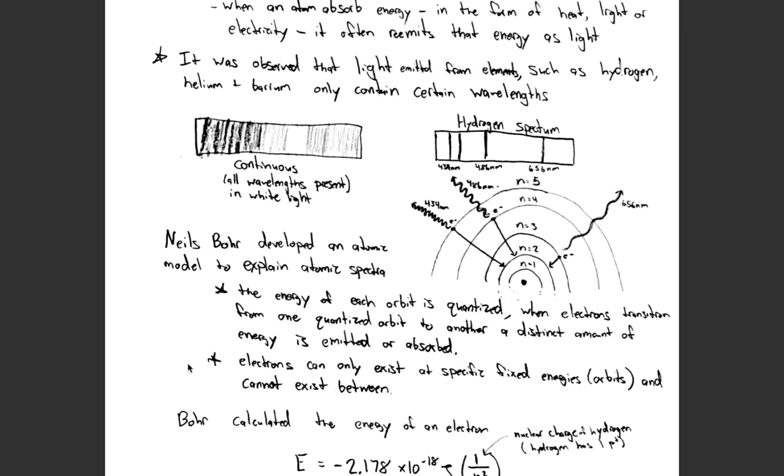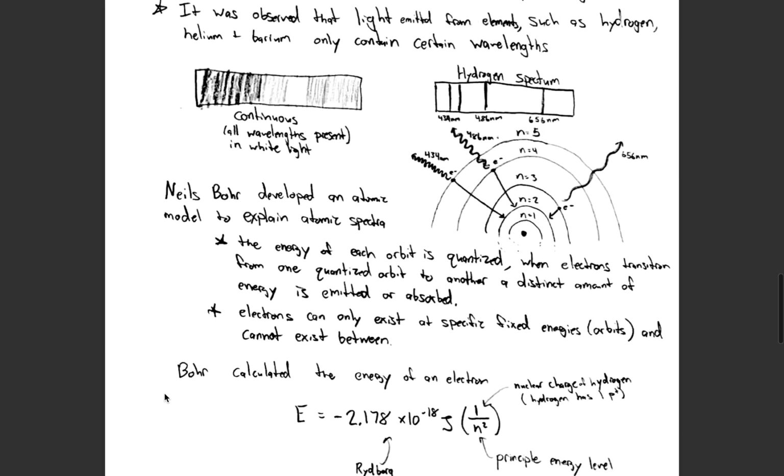And so basically Niels Bohr explained that electrons can only exist at specific energies. They cannot exist between, because if an electron went from energy level 2.5 down to 1, then we would expect to see a photon somewhere corresponding to that energy range. But we only get specific photons because there's only specific energy transitions possible.